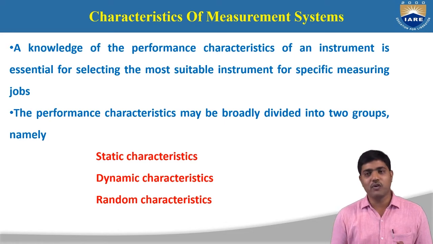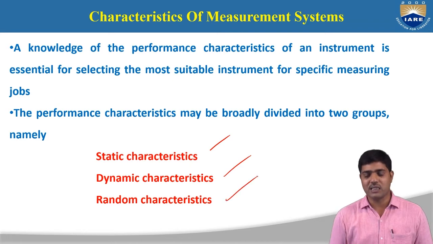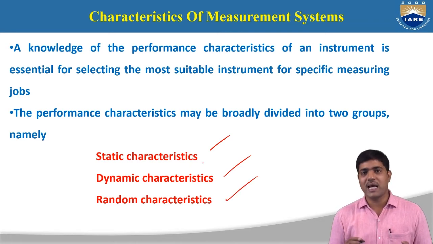So basically, if you take the characteristics of the measurement system, these are of three kinds. One is the static characteristics, the second is the dynamic characteristics, and the third is random characteristics. Here in the static characteristics, you are not bothered about what changes take place or how you are going to get the values.